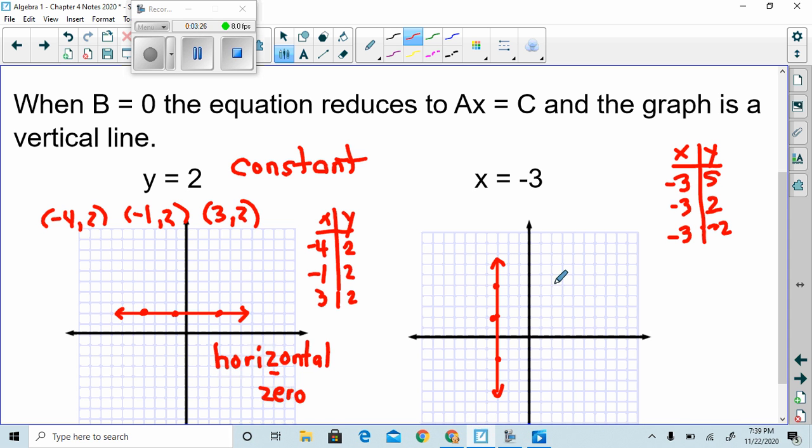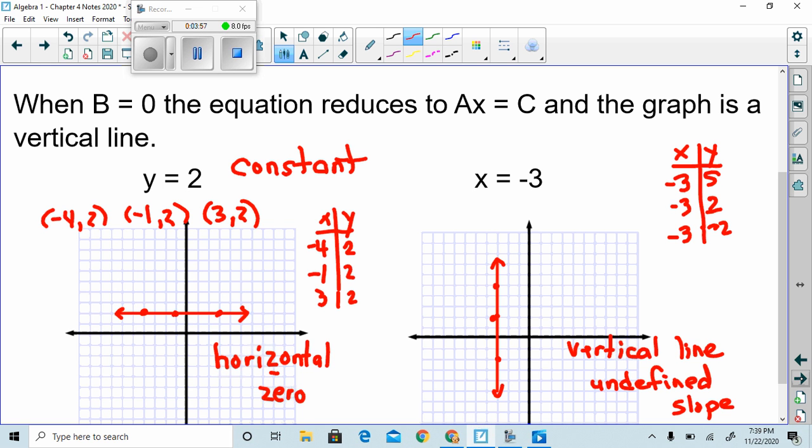The vertical line, which we'll investigate a little more later on, has a slope that is undefined. So we'll be talking about this a little bit more, but that was just an example where I could highlight something that's coming up in the near future.